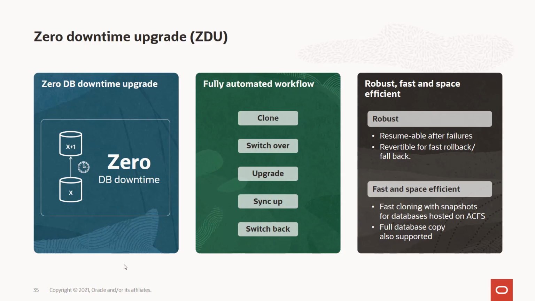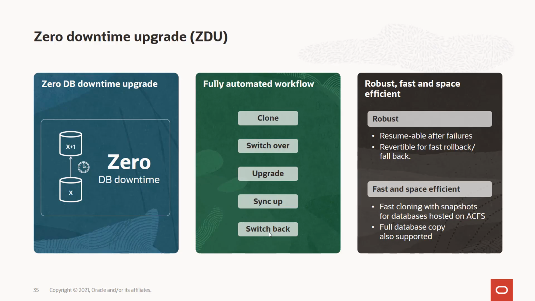So the zero downtime upgrade is a feature that allows you to, as the name says, upgrade your database without having a full database downtime. It automates all the phases that we usually do manually to have what we call the rolling upgrades. So cloning the database, switching over to the clone, upgrade the original one, sync up the logical replication, and then switch back. So everything is automated.